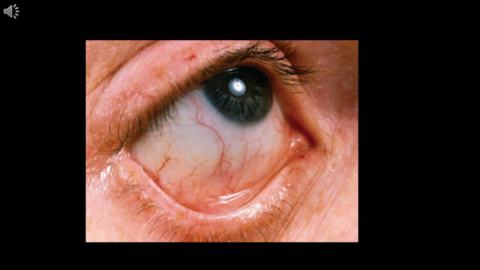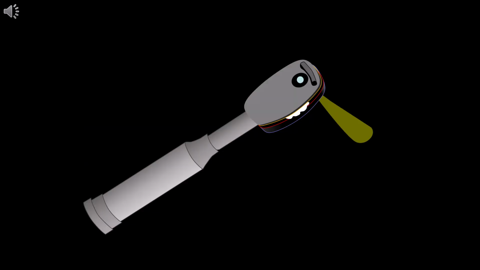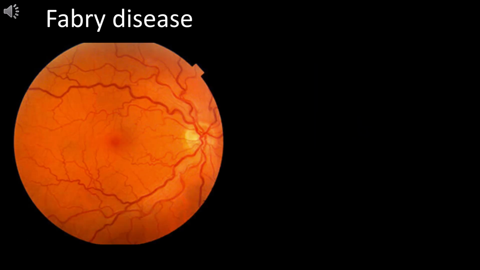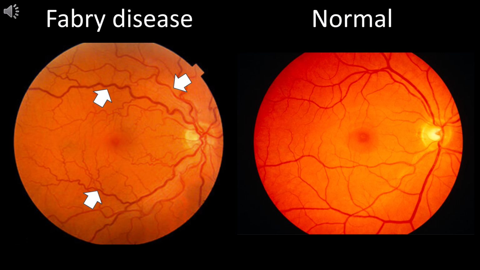Notice the tortuous trajectories of the subconjunctival vessels, and, using the ophthalmoscope, in the retina. This is the retina of a patient with Fabry disease. The vessels' trajectories are tortuous. This is especially noticeable when compared to the trajectory of normal retinal vessels.